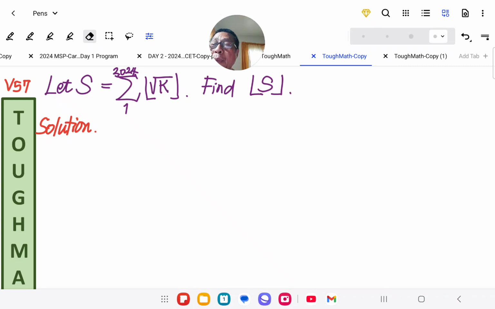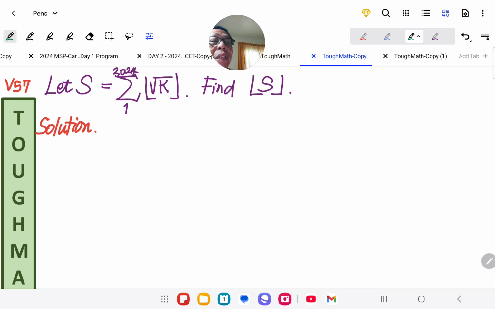Our problem for today is this. Let S be the sum of the greatest integer values of the square root of k, where k runs from 1 to 2024. Then find the greatest integer value of the square root of S.